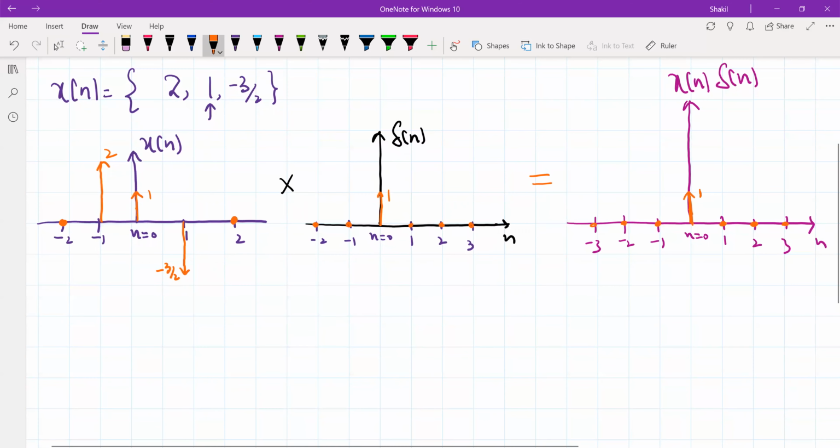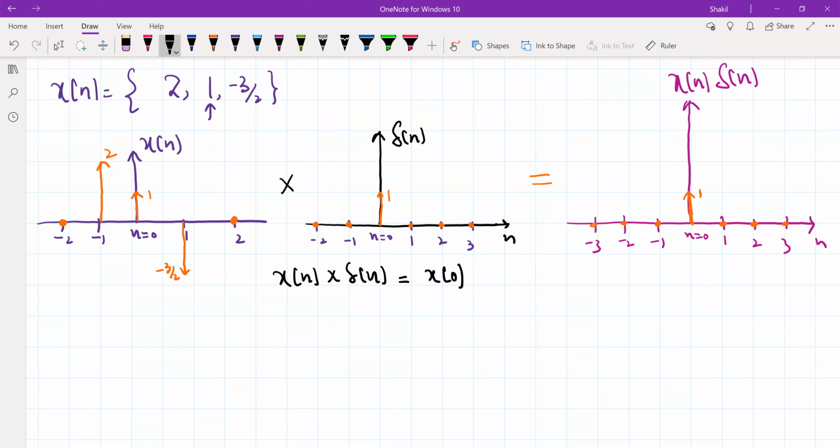So what is this doing? When you multiply x of n with delta n, what do you get? You get the x of 0 point. The rest of the samples are 0. You can check it. You got x of 0 multiplied with the delta sequence. That's the output of this multiplication. So when you multiply x of n with delta n, you get x of 0 multiplied by delta n.